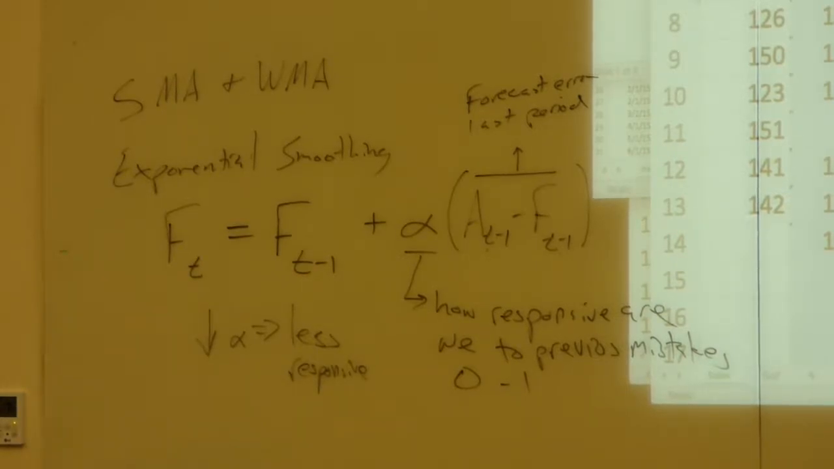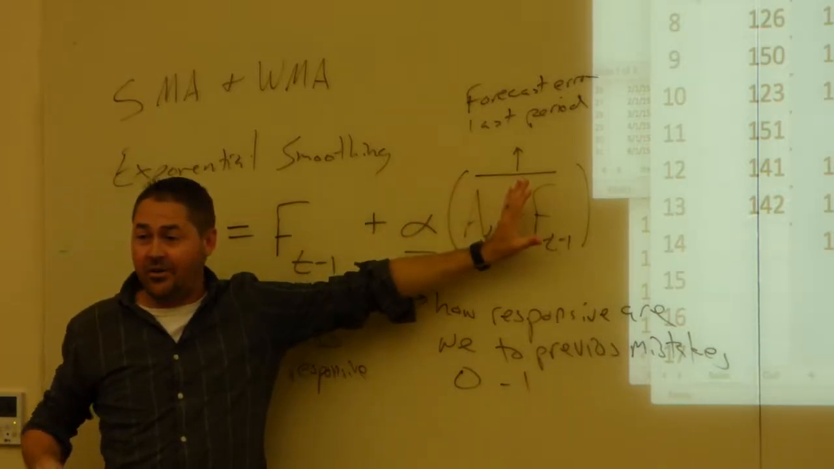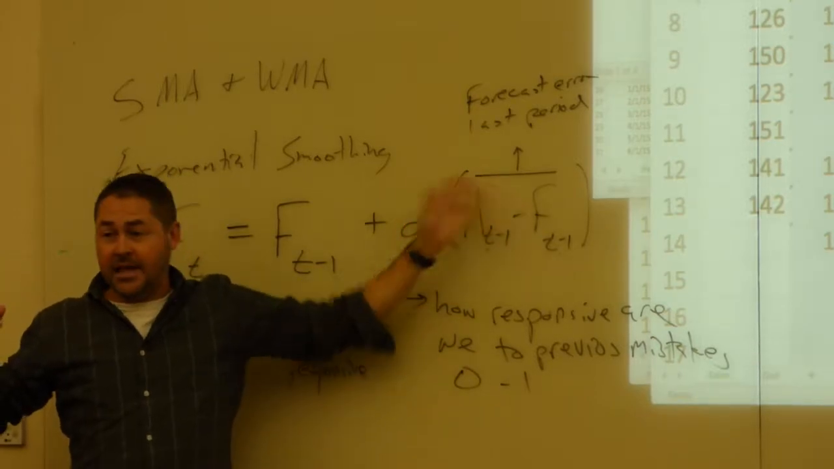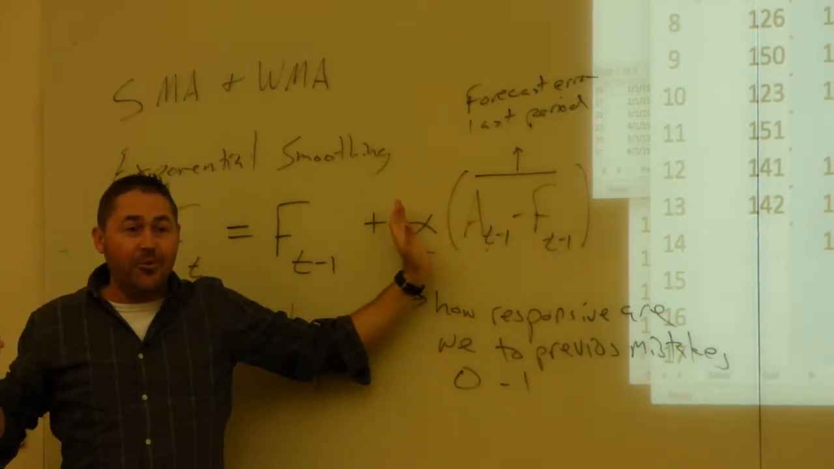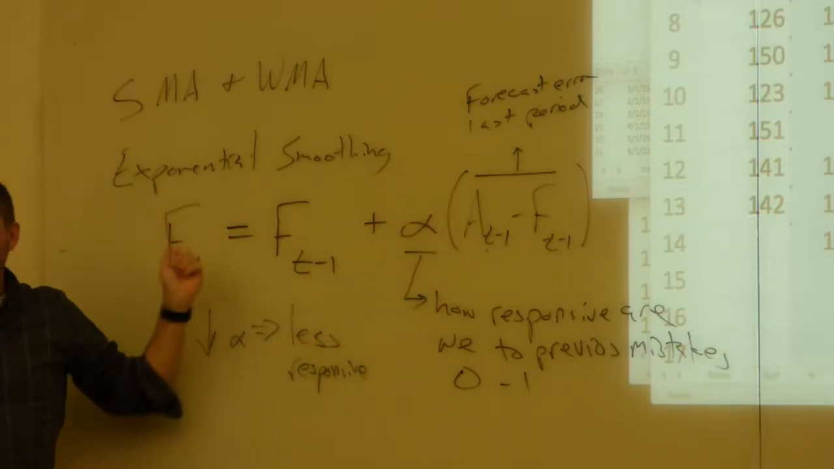We're measuring how bad it is. And if alpha is 0, we're the most stubborn, guess what happens? This is all 0, because 0 times that means we don't care if we were wrong. We don't care how wrong we were. If alpha is 0, we are so stubborn, we're not even going to change our forecast.